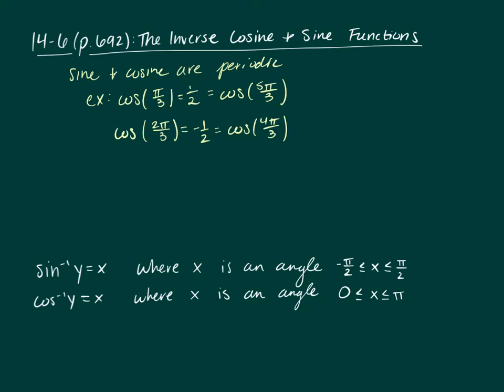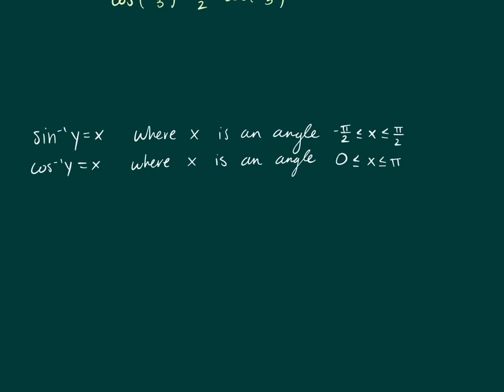And what's important about noting this is that there's more than one place where cosine is equal to the same value. And in order to have an inverse, this can't happen. So what we have to do is cut or limit the domain of cosine and sine. That way we can have an actual inverse function. So that's what the definitions do down here.